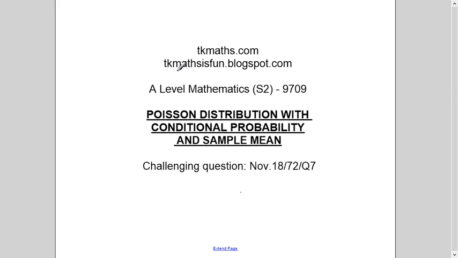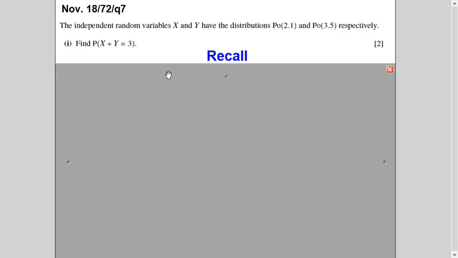So let's begin with the question. This question I have taken from November 18, variant 7 to question 7. The question is talking about two independent random variables, x and y, which have a Poisson distribution with means 2.1 and 3.5. And you have to find the probability of x plus y equals 3.